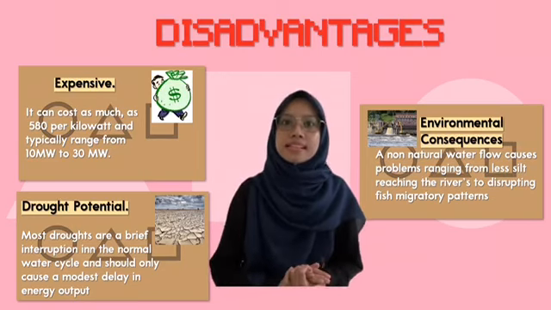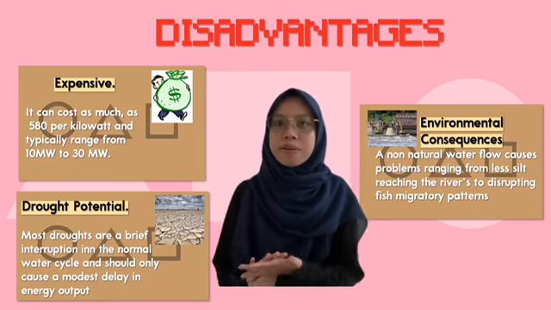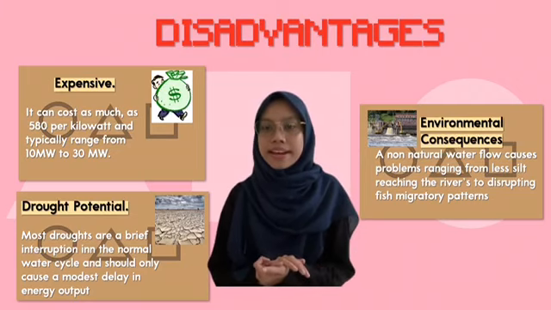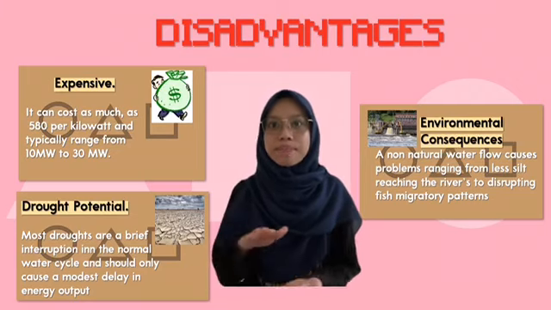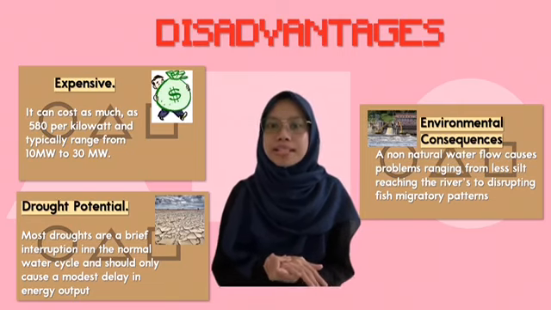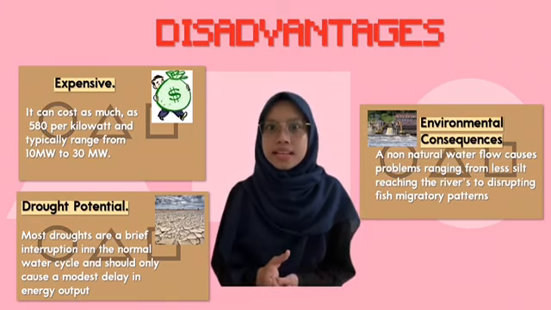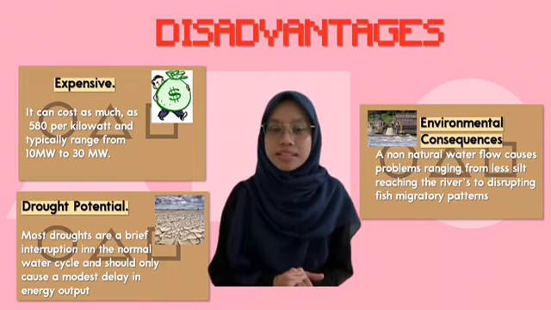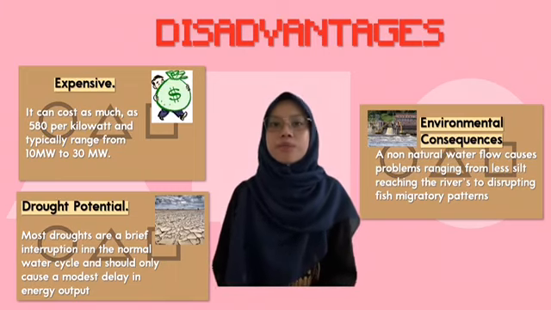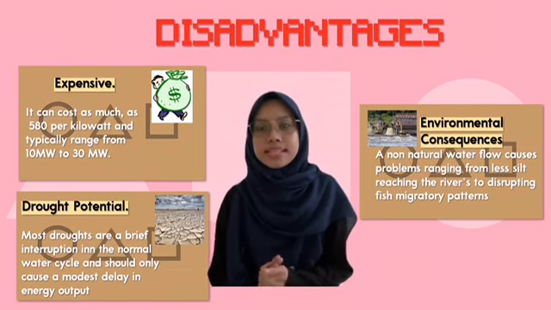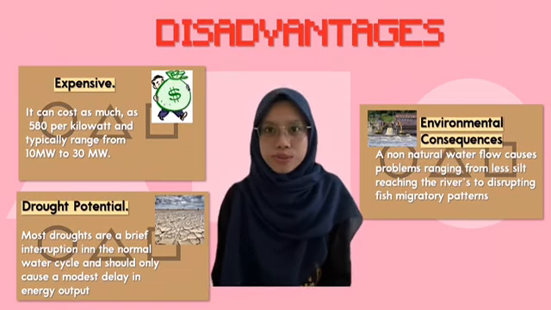The last disadvantages is hydropower generation is drought potential. If there is a drought and not enough water flows into the plant, its ability to generate power might be significantly hampered. The good news is that most droughts are a brief interruption in the normal water cycle and should only cause a modest delay in the energy output.